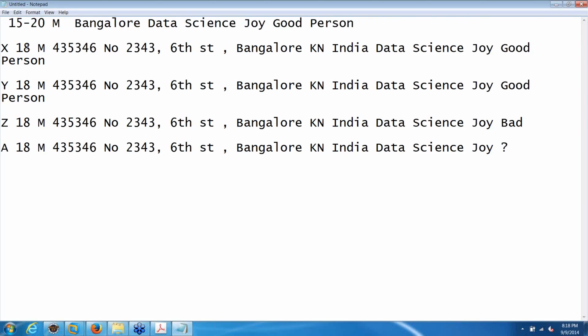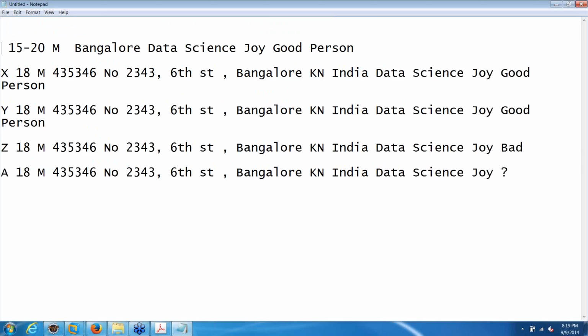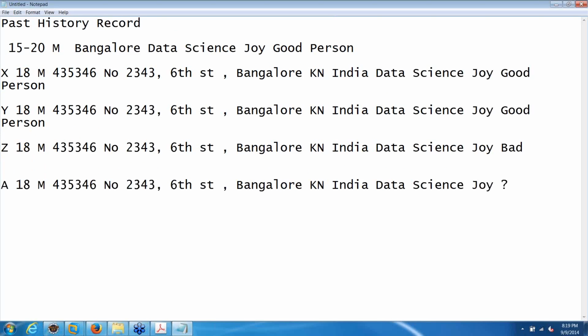So when you make the age a generalized statement of a range, from this range to this range, any people of this category with this characteristic will be termed a good person. Similarly, you will have a generalization of data, so that when any new data comes, it can easily classify that data. The classification is based on what it has learned previously from the past history. So this is going to be the past record, and this is going to be the new incoming data.